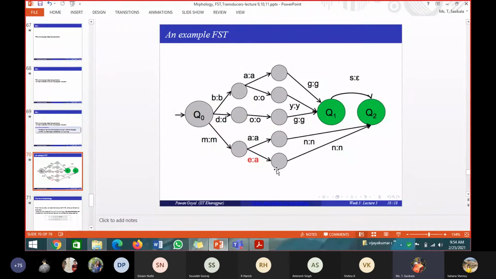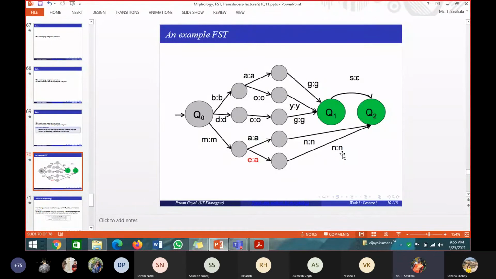If I take men as my input word, for M in the input character, the output character is also M. For E in my input character, the output character is A. For N in my input character, the output character is N. So if my input is men, what is my lemma output? The transducer will give an output lemma. What is my lemma here for men? Man.